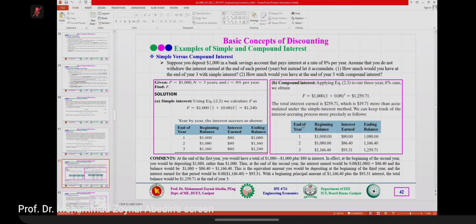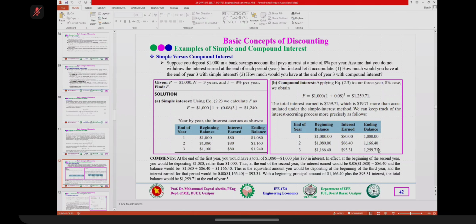Let's see. End of the first year, beginning balance 1000, interest earned is i times P, so 0.08 into 1000 is 80. So the ending balance is 1080. This one will come in as the beginning balance in the second year. Now this is the P, very important. This is P into 0.08. Now the interest earned is completely different compared with simple interest, as it is compounded. So these two values are added, and similarly for the next year.